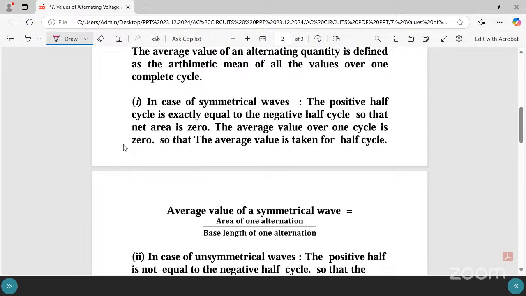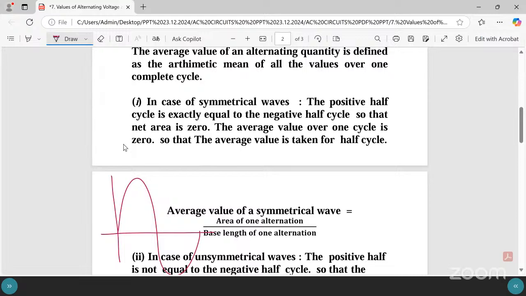Symmetrical means both halves are equal: positive is equal to negative. Both sides are equal, then it is called a symmetrical waveform. If it's a symmetrical waveform, the average value over one cycle is 0. So the average value is taken for half cycle.